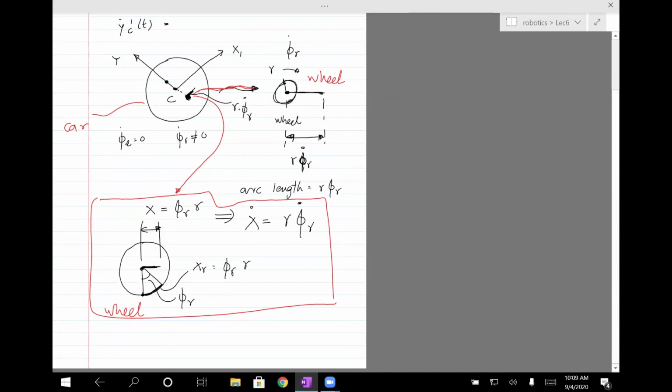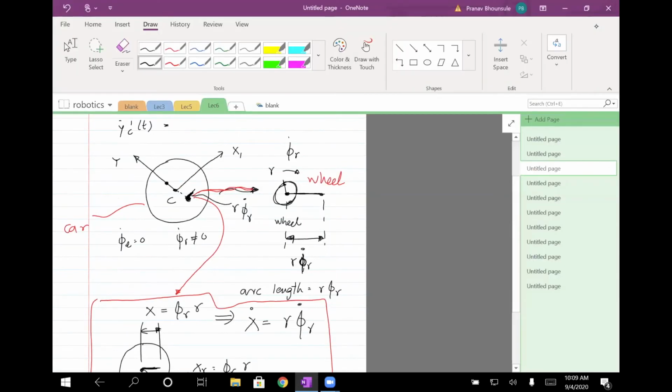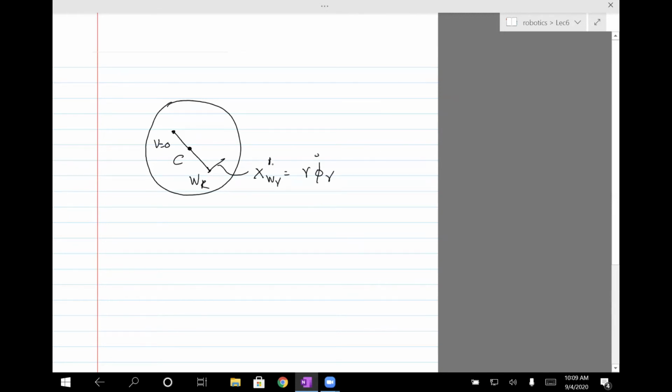Okay, let me redraw this because now I'll be deriving the velocity. At point C, this point is at rest, so velocity is 0. This point has moved by distance r times phi r, so its velocity is x. Let's call this the right wheel. So x of the right wheel is going to be r times phi r dot, and this is in frame 1.